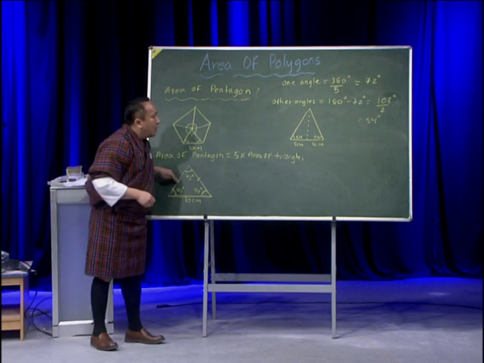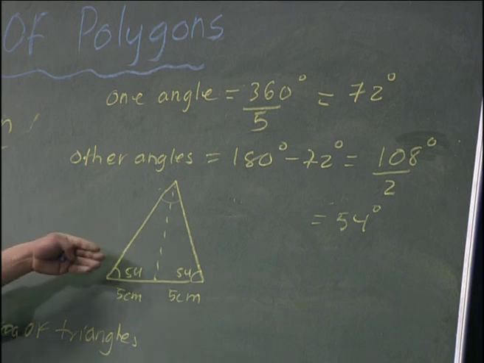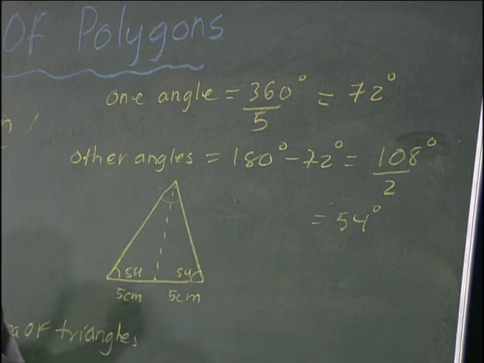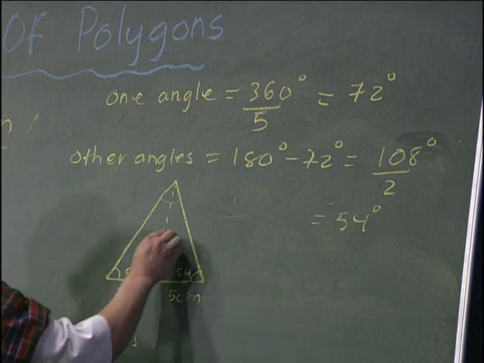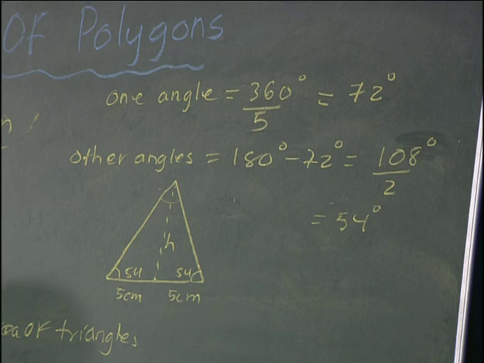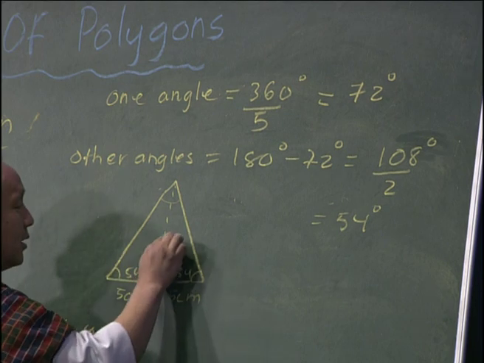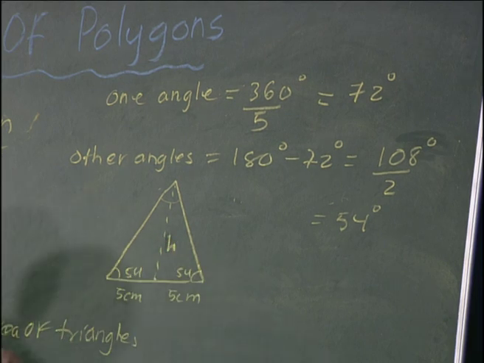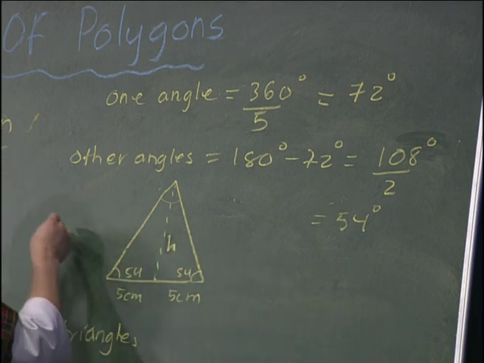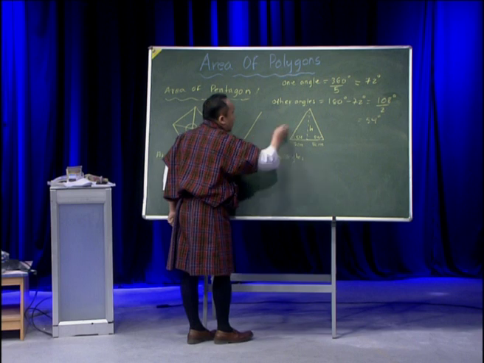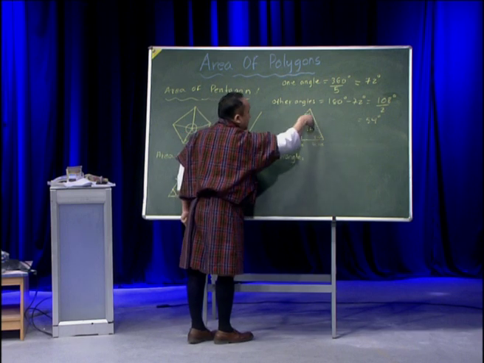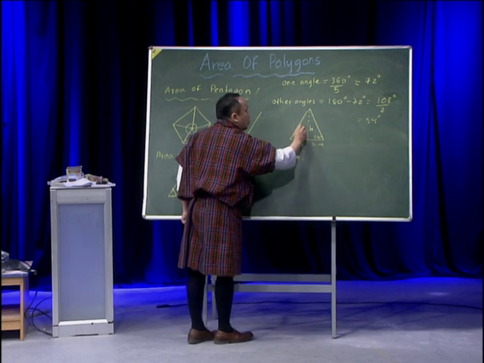So that's why we are trying to find out the height, so that we can use the first formula to determine the area of one of the triangles. So let's say this is our height. And to understand more, let me take out this triangle. When I construct the height, it divides this triangle into 2 equal halves.